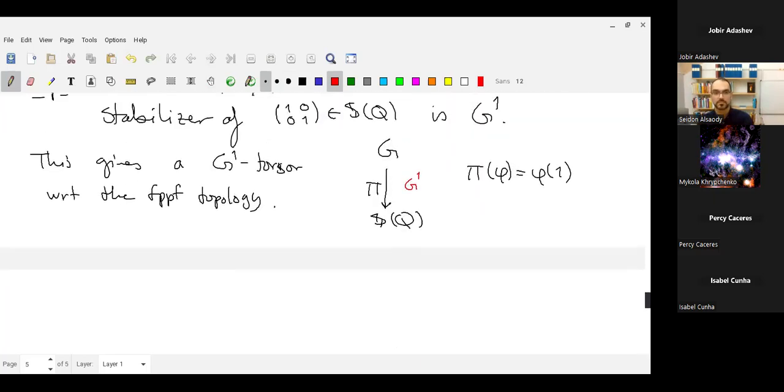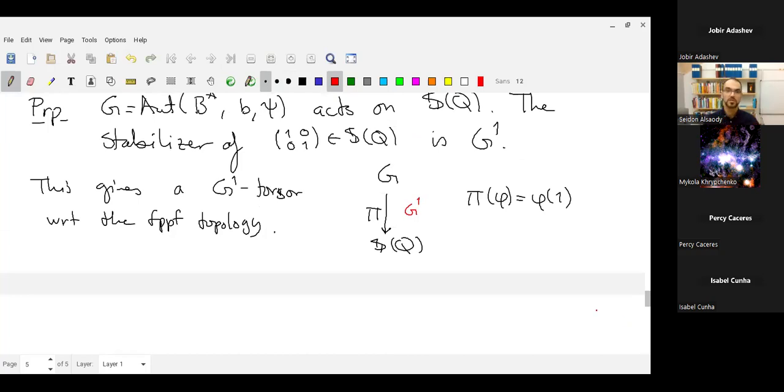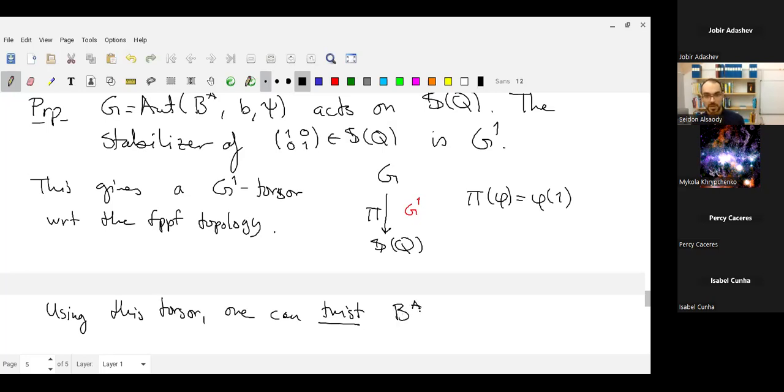So what do you use this torsor for? Using this torsor, one can twist the Brown algebra BA.